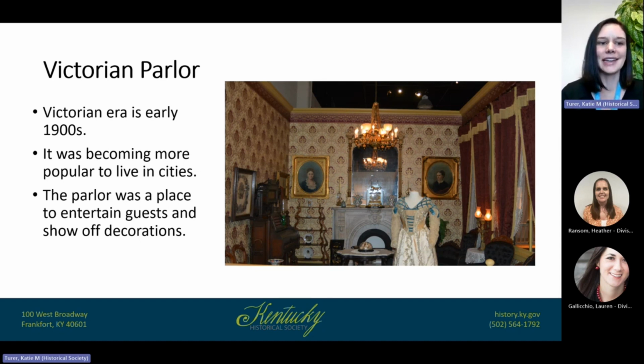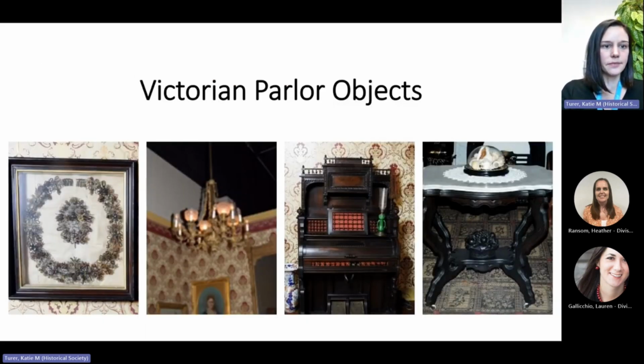This is a time when folks are moving more into cities, and things are becoming mass produced, or you don't have to make all of your furniture yourself. You can more easily purchase items. And we'll take a closer look at some of those items that might be available more easily.